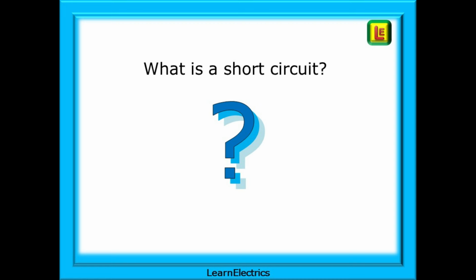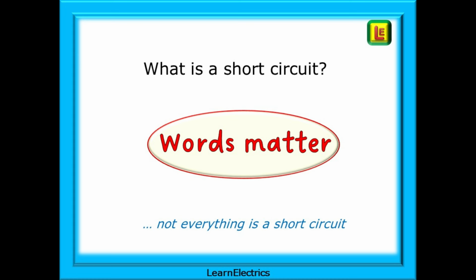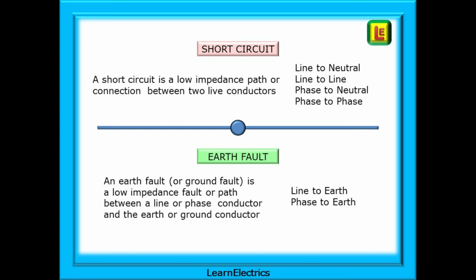We need to understand the terminology first. If we are being pedantic and following the naming convention, then words matter. Not everything is a short circuit, so let me explain. A short circuit is a low impedance path or connection between two live conductors, a nail, for example, across the conductors. That is to say, between line and neutral, line and line, phase and neutral, and phase to phase. Notice that there is no mention of earth or CPC.